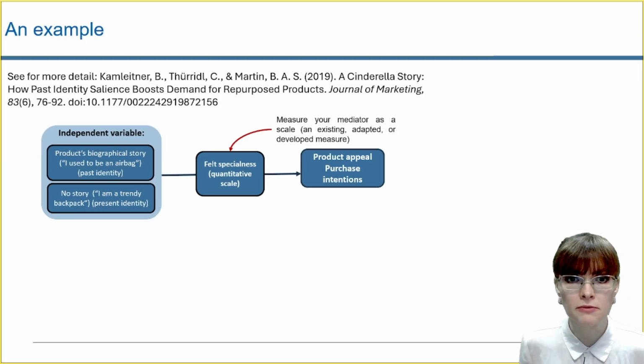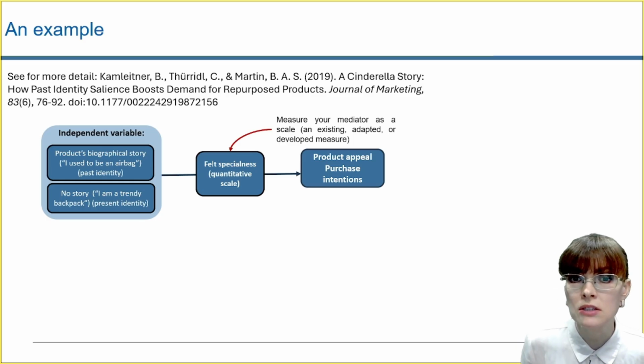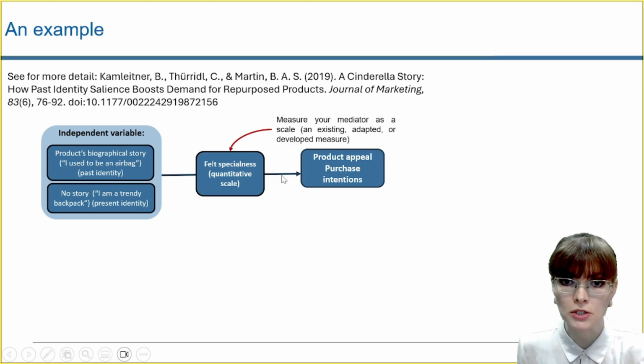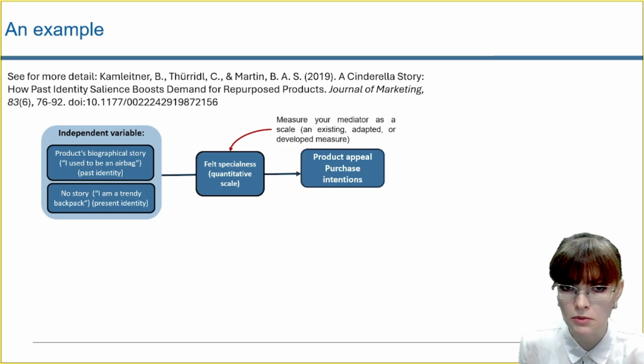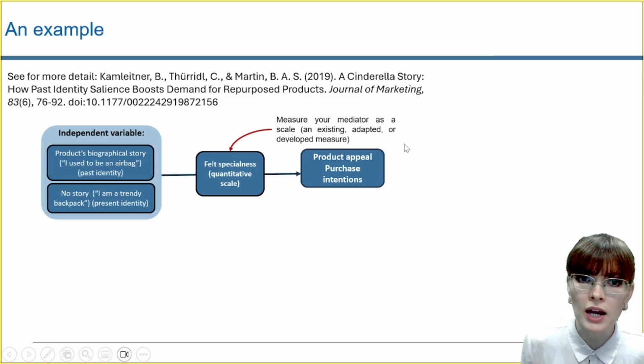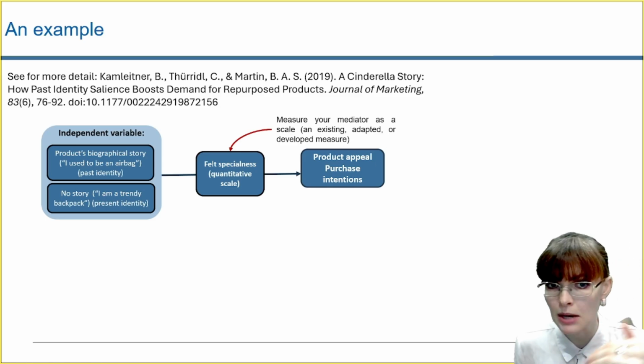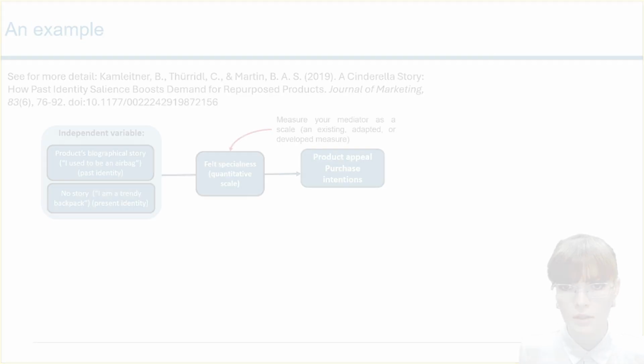I believe there was a very seminal paper published by Churchill on the steps involved in developing and publishing new measures. So it's always better and safer for you to use an existing measure for your mediator, or use an existing scale and adapt it slightly to your research.